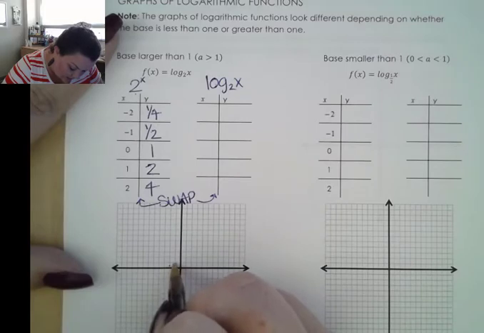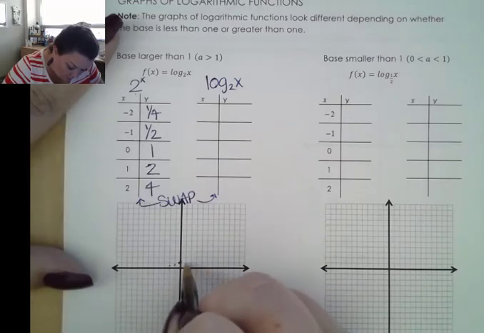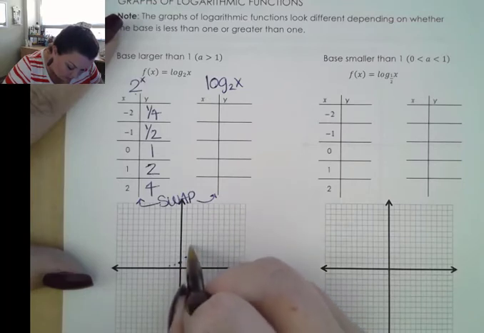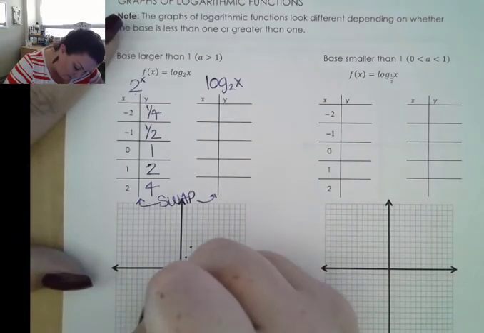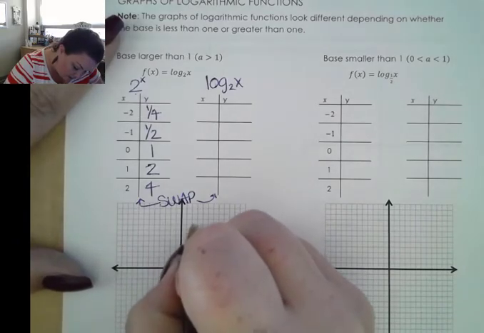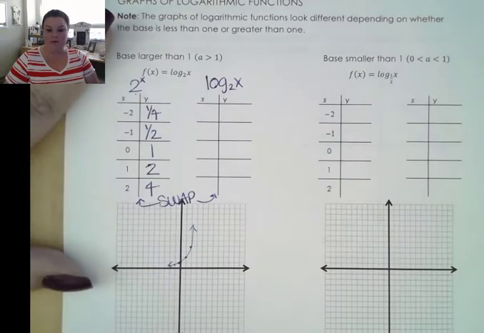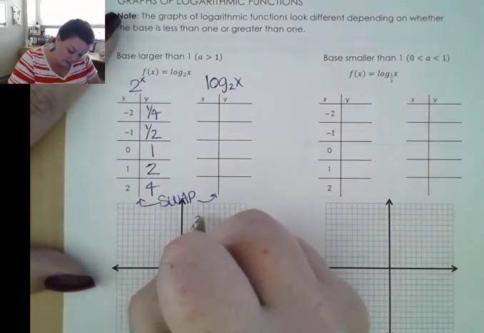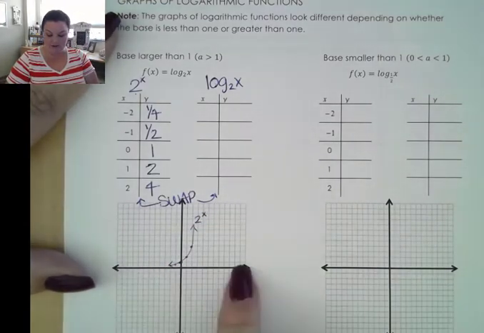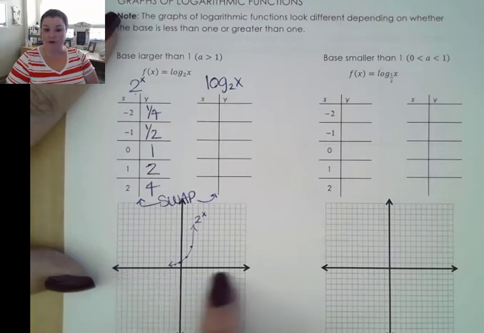Negative 1, we're at a half. 0, we're up at 1. 1, we're up at 2. 2, we're up at 4. Okay, now this was my exponential, right? And remember the exponential, 2 to the x, had an asymptote at y equals 0, right? Had a horizontal asymptote here.